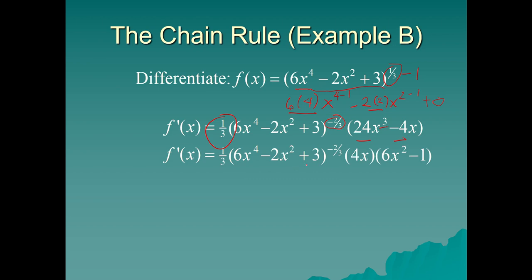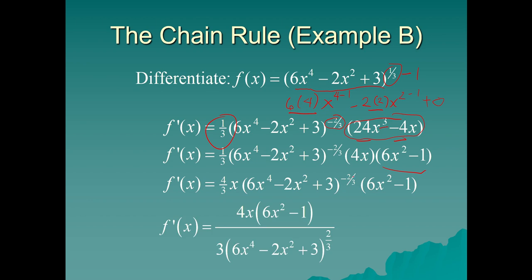and you may factor out the common factor in this expression, which is 4x. Then the remaining expression after you factor out the 4x is going to be 6x squared minus 1. To continue, that's going to be 4 over 3x. Then simply copy that expression with the negative 2/3 as an exponent, and 6x squared minus 1.